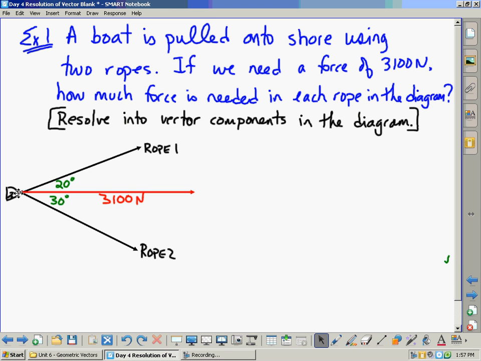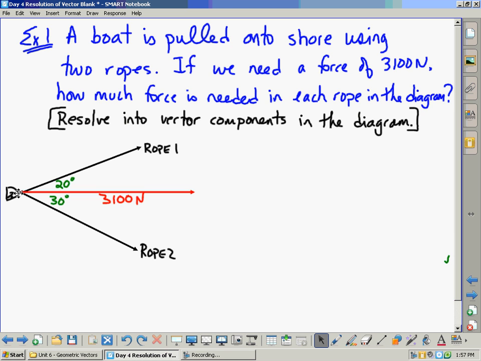But this time, instead of knowing what our tension is or our force in those two ropes, what we know is what we want the resultant to be. We want the boat to travel on this straight path, this straight red path, with a force of 3,100 newtons. So the question this time says how much force is needed in each rope.